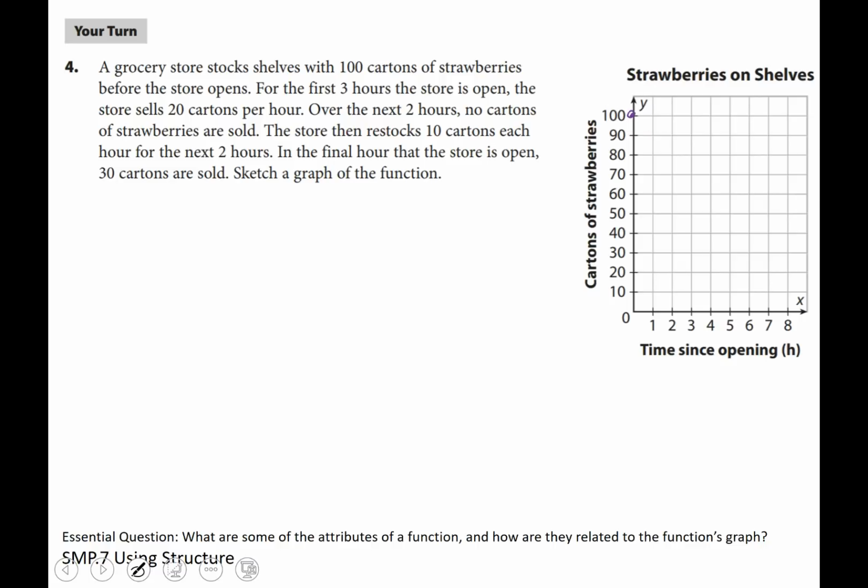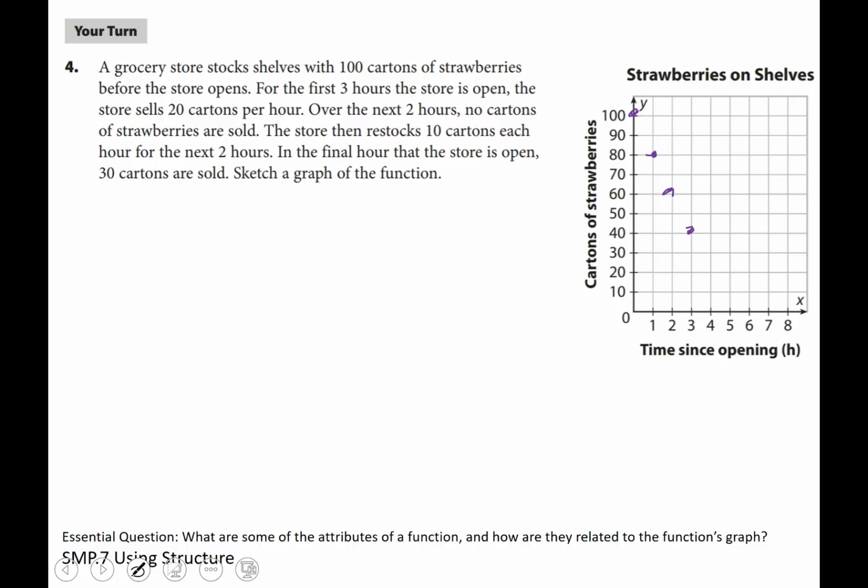For the first 3 hours the store is open. And notice it's hours open on the X and cartons of strawberries on the Y. For the first 3 hours the store is open, the store sells 20 cartons per hour. So per hour means we're dropping down to 80 in the first hour. Sorry, my dots disappear when I draw it. And then we're dropping to 60, and then we're dropping to 40 within the first 3 hours. Okay, so fairly steady decrease.